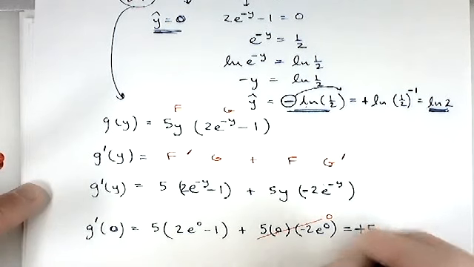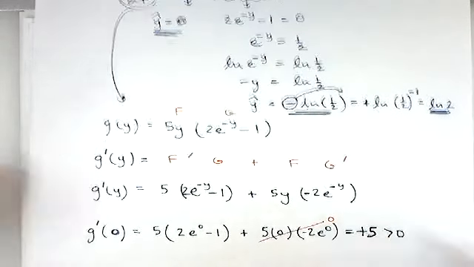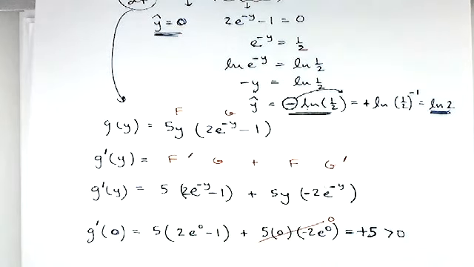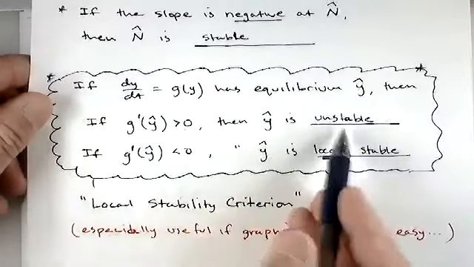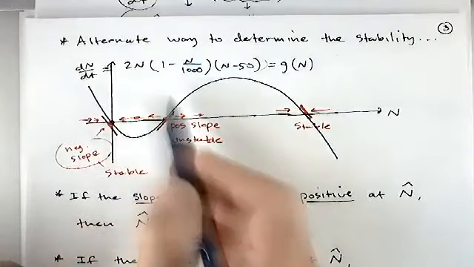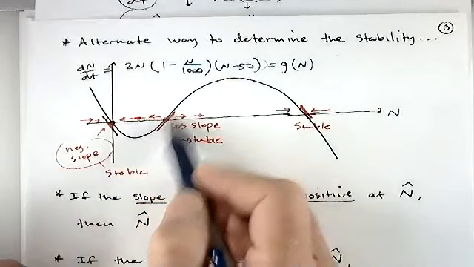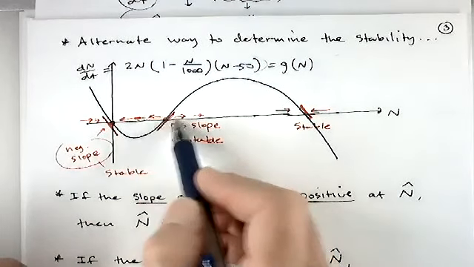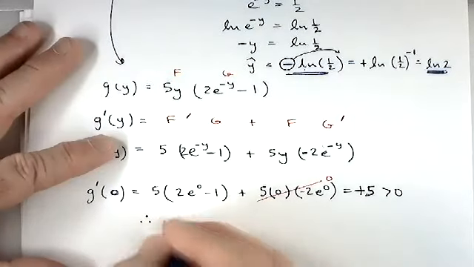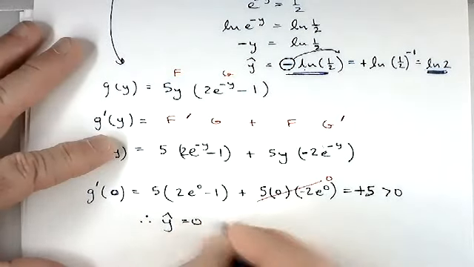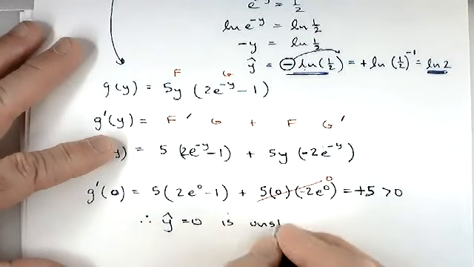Don't have to worry about the number itself, but the fact that this is greater than 0 tells me what? That tells me that my equilibrium is unstable. Exactly. That tells me that, whatever that crazy graph looks like, it's passing through with a positive slope. So my arrows would go away. So this is unstable.